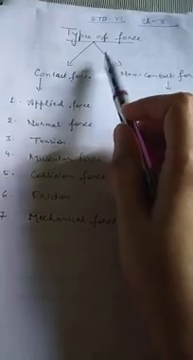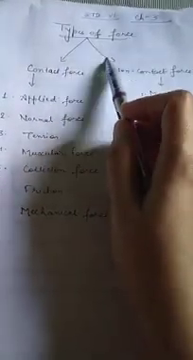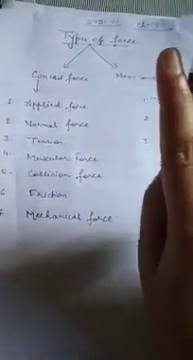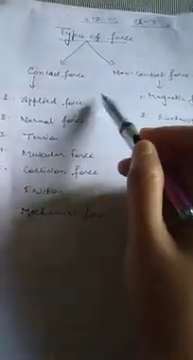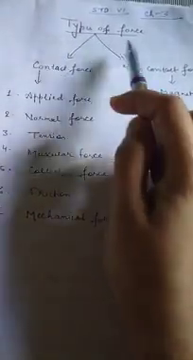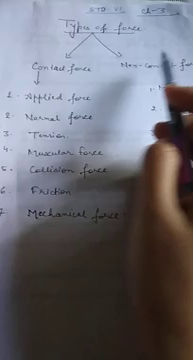And as discussed earlier, for a force to be effective, the two bodies must interact with each other. So this unbalanced force is categorized as contact force and non-contact force. Basically, there are two types of force: contact force and non-contact force.